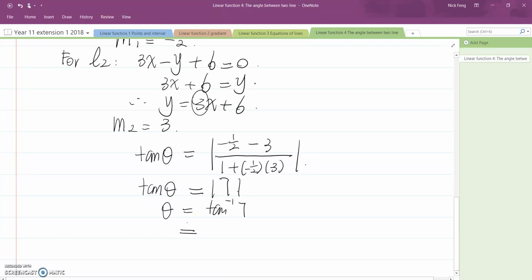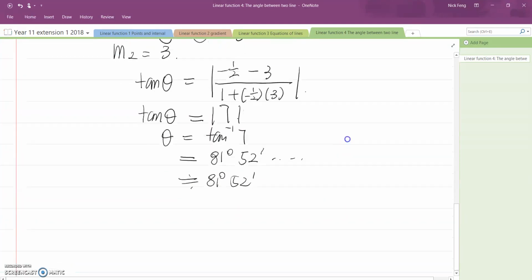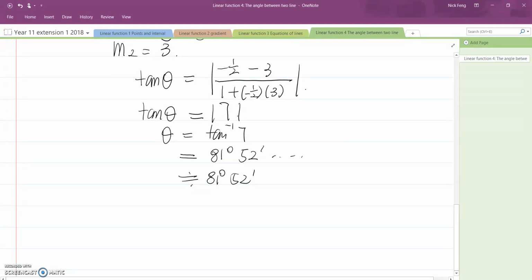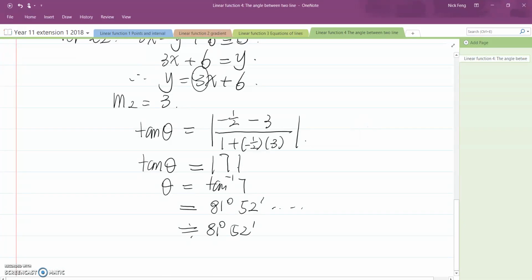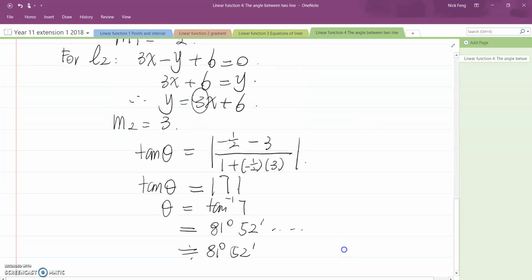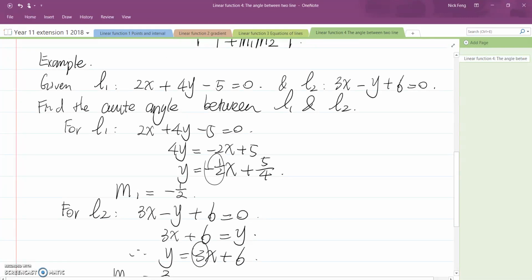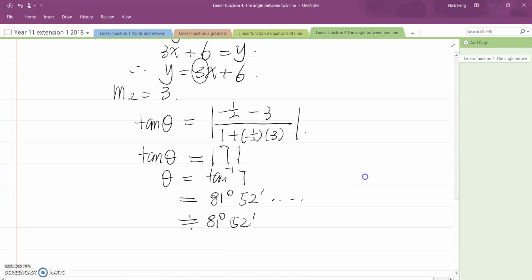which will give you 81 degrees 52 minutes, approximately 81 degrees, 52 minutes. This is just correct to the nearest minute for this angle. In other words, this is nearly a right angle, close to 90 degrees. Okay, you don't have to draw the two lines. If you want, you can, but you don't have to.